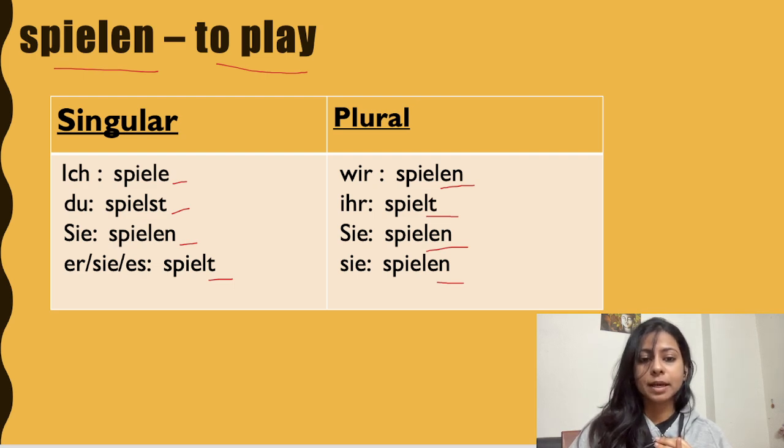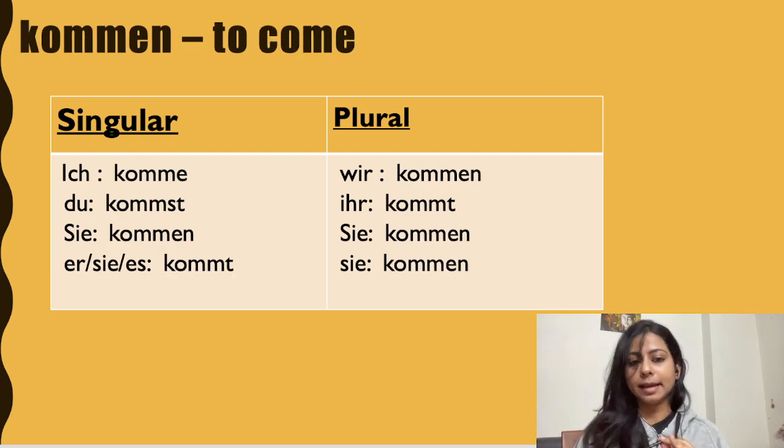So if you notice, these are the endings. Ich, verb stem plus e is the ending, du, verb stem plus st is the ending, er sie es, verb stem plus t is the ending, wir, verb stem plus en is the ending, and so on. We are conjugating it the same way in plural. Now let's look at the next verb.